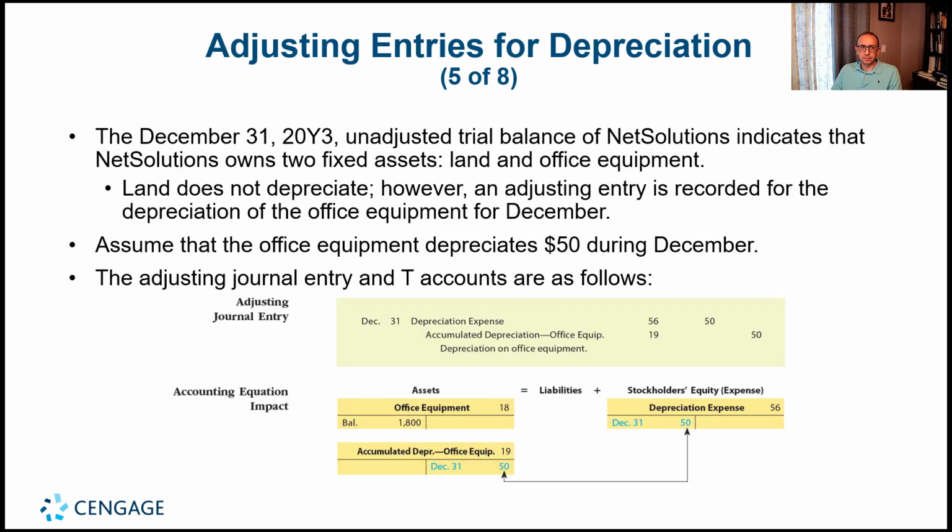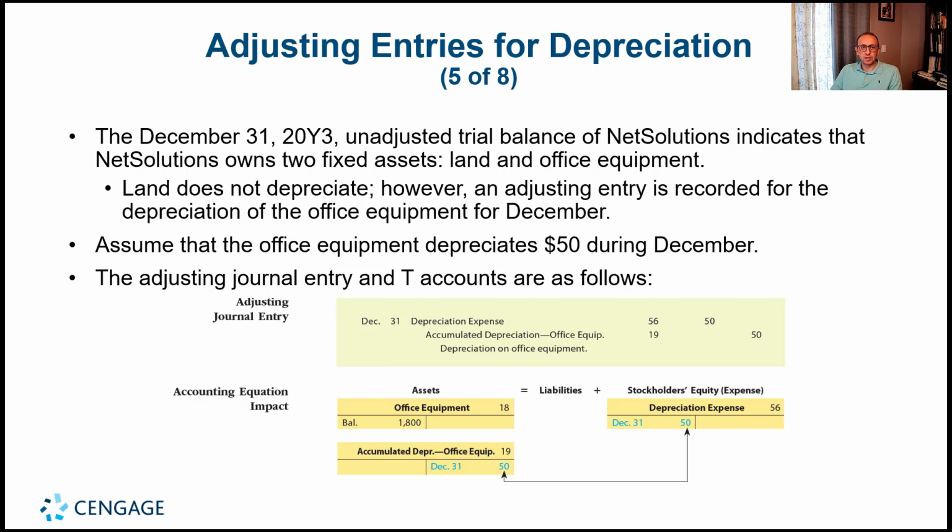So let's see an example. The December 31st, year 3 unadjusted trial balance of NetSolutions indicates that NetSolutions owns two fixed assets. They have land and they have office equipment. As we know, land does not depreciate. However, an adjusting entry is recorded for the depreciation of the office equipment in December. So assume that the office equipment depreciates $50 during December. Again, in a future chapter, we're going to figure out how this $50 was calculated. But now let's say it's given to us that the depreciation is $50. It's going to lose value of $50.